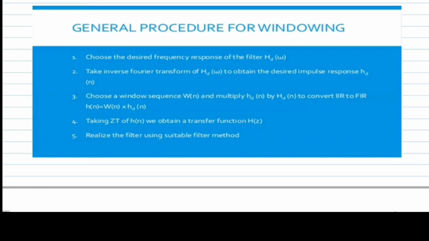So in this video, we are going to see the design of an FIR filter for the low pass filter using a rectangular window method.